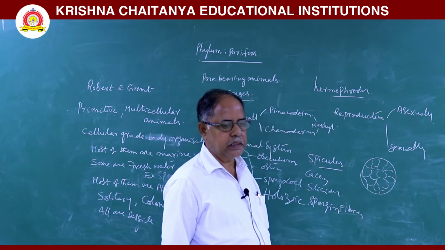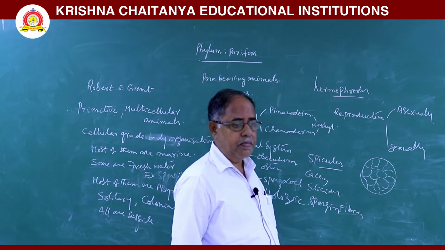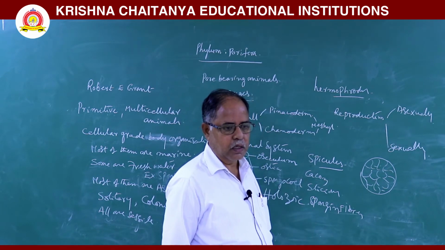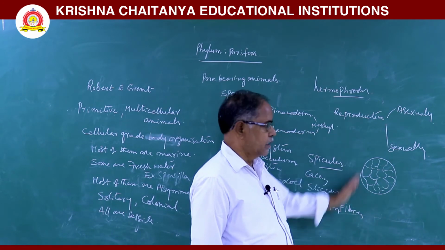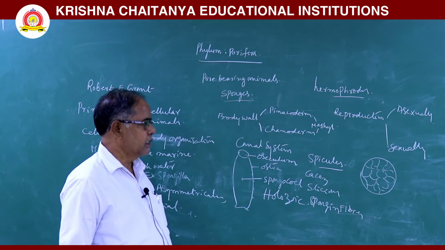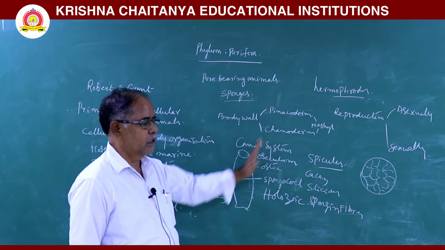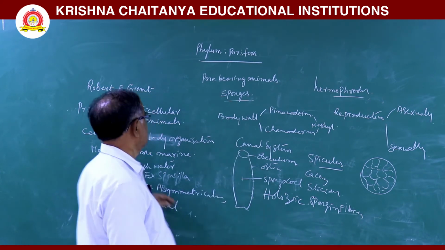Next, during developmental stages, some larval forms are seen here, that is parenchymula larva and amphiblastula larva. Next then, here they show regeneration. Regeneration capacity is more in this animal. These are some important characters of these animals.